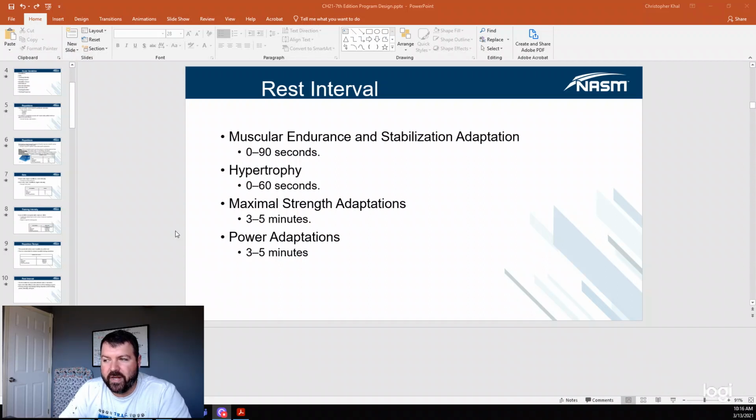Hypertrophy, about a minute. Max strength adaptation, 3 to 5, and same with power, 3 to 5. So it increases from 3 to 5 because you want to build up all those ATP stores. And so the more time you get, the better off it is. Obviously 5 minutes is a pretty long time, but if you're doing 100% of your 1 rep max, you may need that much time in between. About 3 minutes is pretty much enough, depending on where you're at strength-wise and so forth.